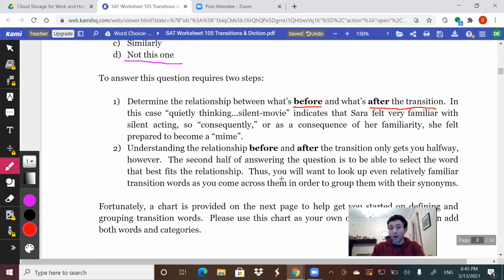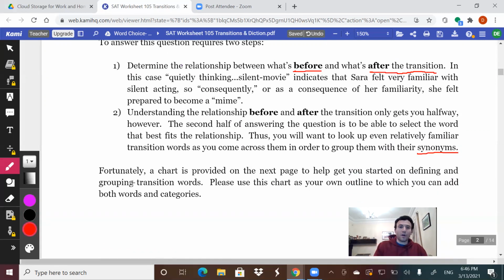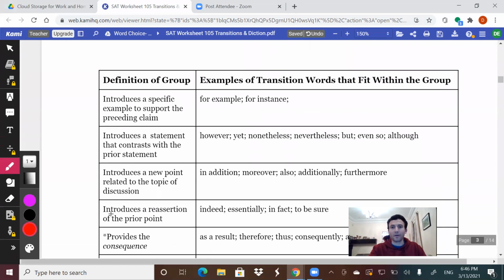Just as important, though, as understanding the relationship is making sure you actually know these transition words. Yes, it's easy to say, I've seen these words before, but what you really need to challenge yourself on is, can you actually group it with synonyms? Do you know what is synonymous with this transition word? Because if you can group transition words together, you know which ones would fit in certain circumstances and which ones wouldn't. Fortunately, or lucky for you, because you have this worksheet, you have this chart here.